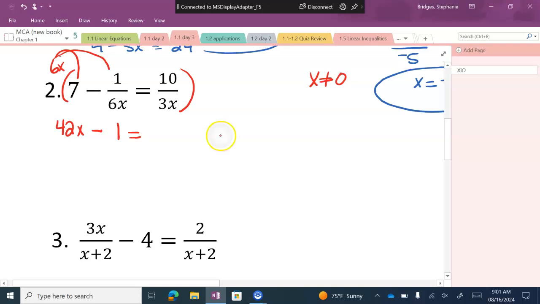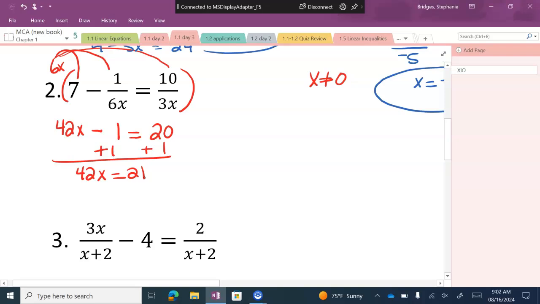And then when I multiply 6x times 10 over 3x, 3 makes 6 turn to 2, and then the x's cancel, so we multiply 2 times 10, which gives me 20. And so I end up with an equation that says 42x minus 1 equals 20. So far, so good. I'm going to continue to solve. I'm going to add 1 to both sides. That's going to give me 42x equals 21.